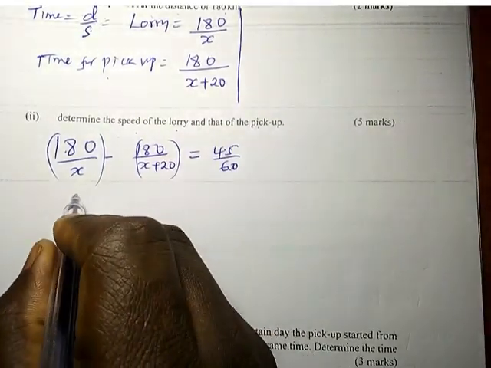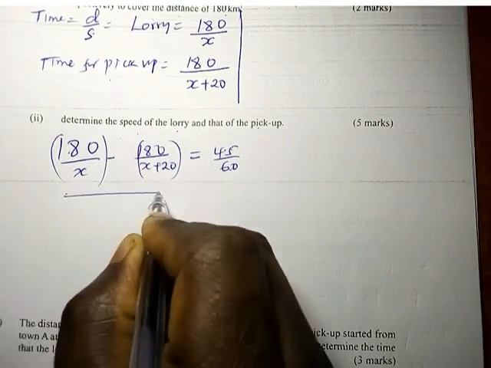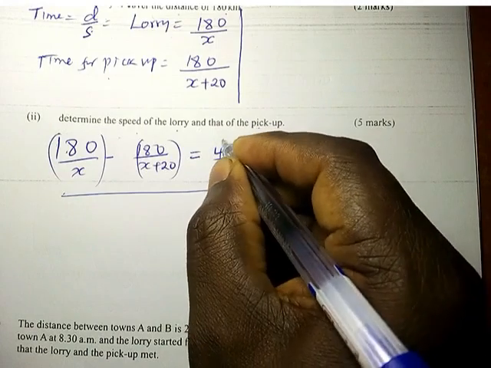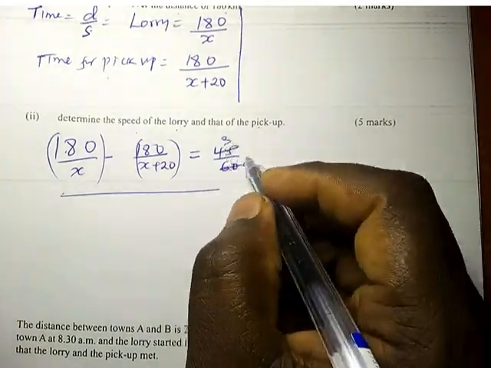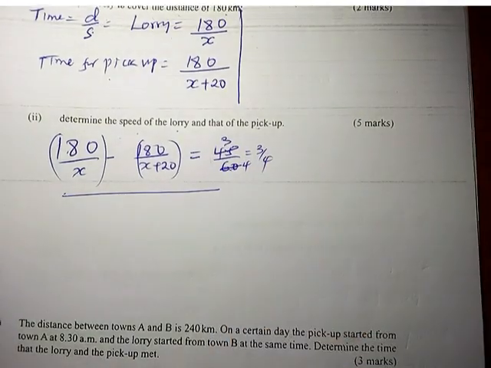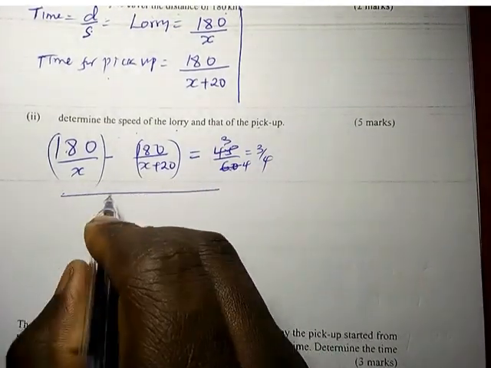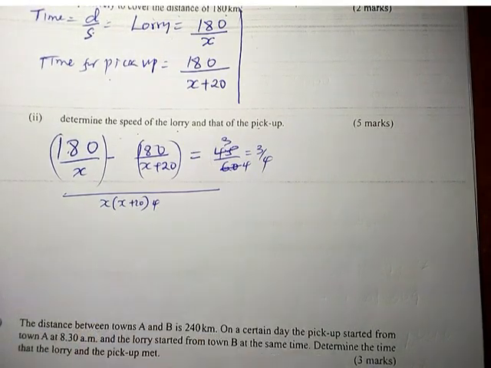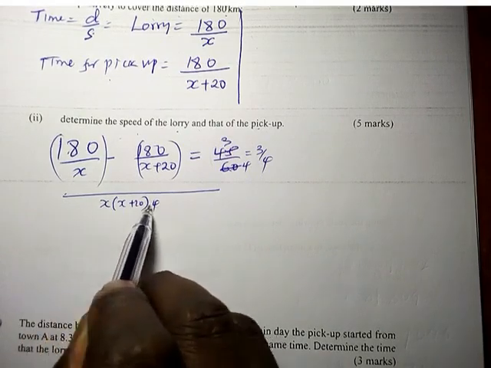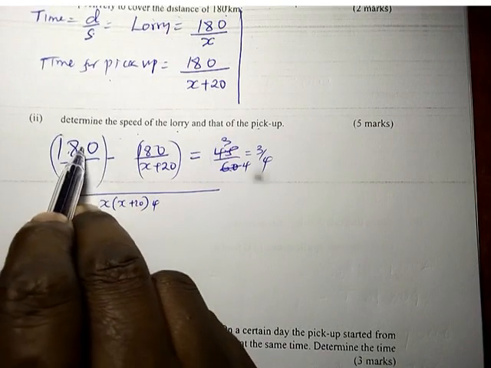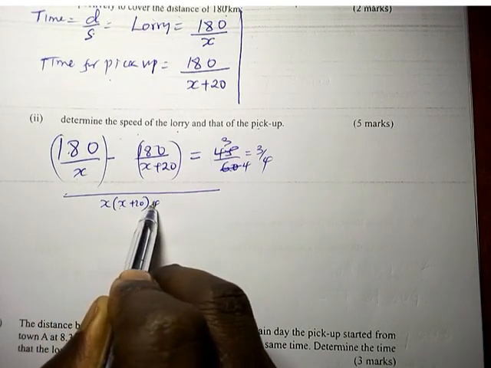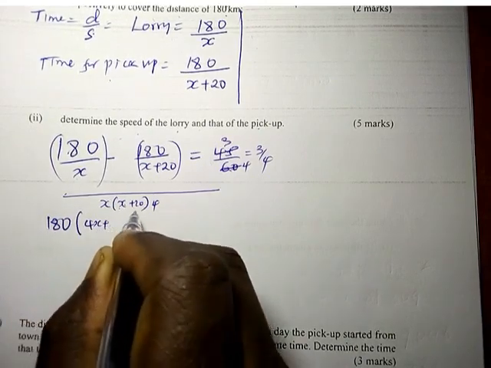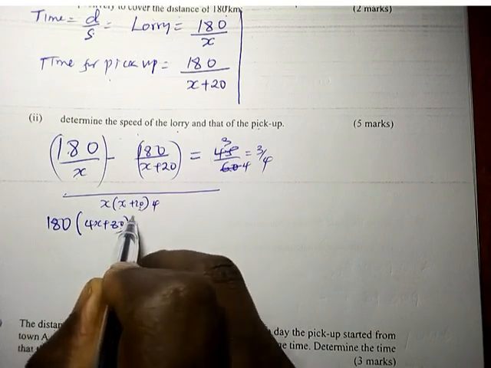So by so doing, we can see that the LCM, 15 here 3, 15 here 4, so we will have 3 over 4. The LCM is going to be x into x plus 20. That is the LCM, so we are multiplying everything. So here, how many times does x go in? It goes in 4x plus 80. So now we are going to have 180 into 4x plus 80, times 80, times 4x.